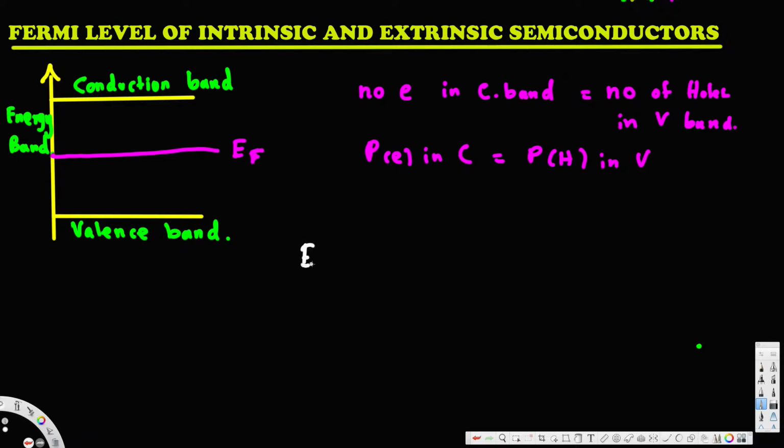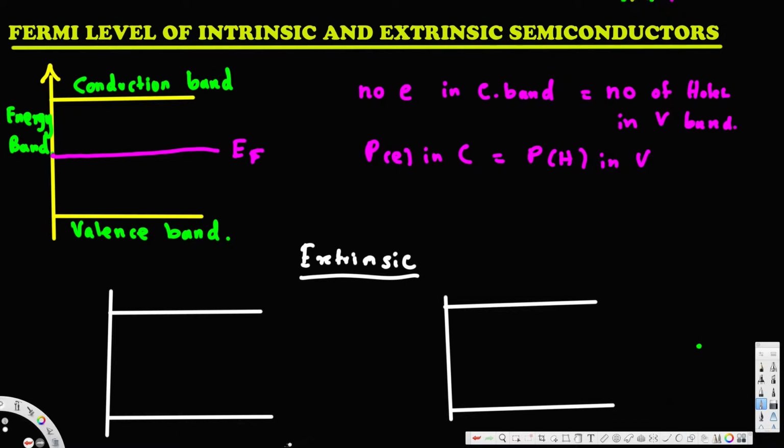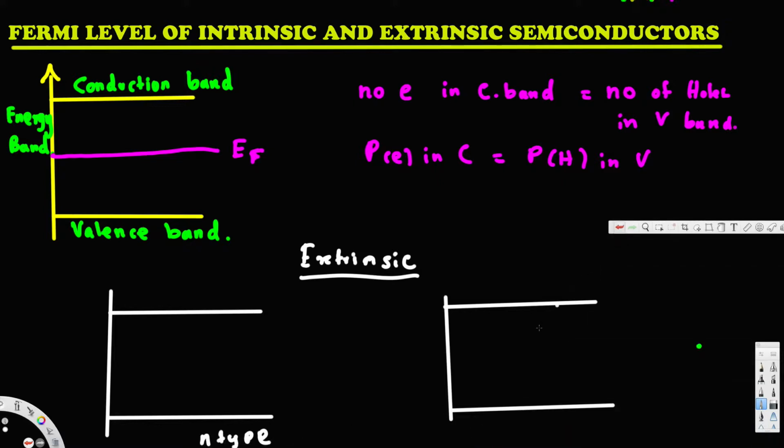So let's look at the extrinsic. For extrinsic, there are two different cases. We have N-type semiconductors and P-type semiconductors. Now let's go ahead and draw the diagram for that. So this is our N-type, and let's say this is our P-type. Let's write this down first. This is N-type, and this is P-type.